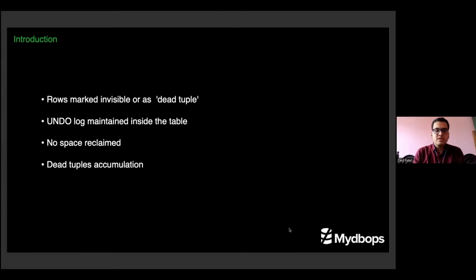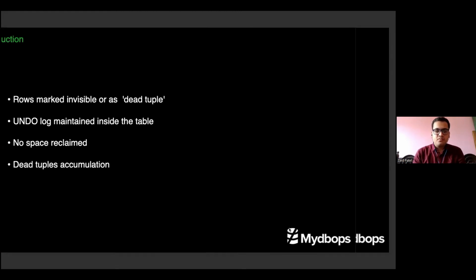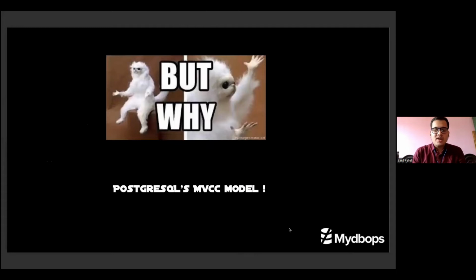So in Postgres, the deleted rows are not completely removed from the table. It's just marked as a dead tuple. This is because the undo log is maintained inside the table itself, unlike other database management systems where the undo log is maintained somewhere else in a memory location. Because of this, no space is reclaimed, and these dead tuples get accumulated over time. Now the question is why? Why does Postgres not remove the data, and why does it keep it? The answer to this is Postgres MVCC, or the multi-version concurrency control model.